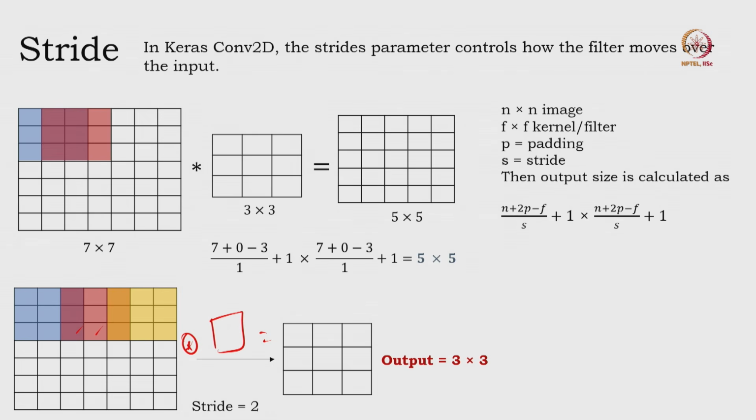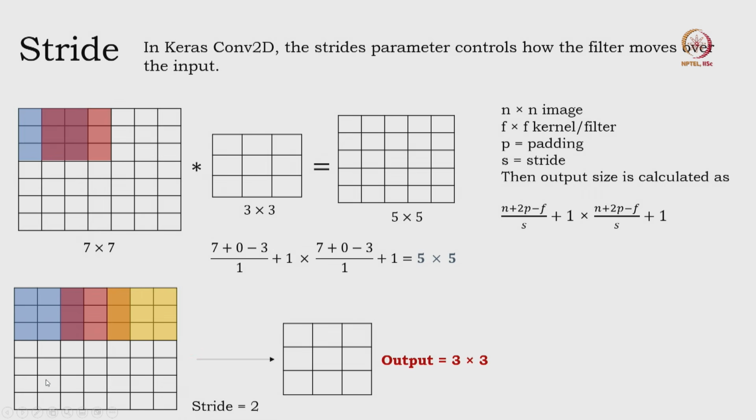Substitute the values back into this. So, it is 7 plus, then there is no padding, so 0, minus kernel 3, divided by stride 2, plus 1. When you substitute the values, 7 minus 3 by 2 plus 1 is 4 by 2 plus 1, which is 3. Similarly, when you do the second part, it is 3 cross 3. This is the answer that we have obtained.